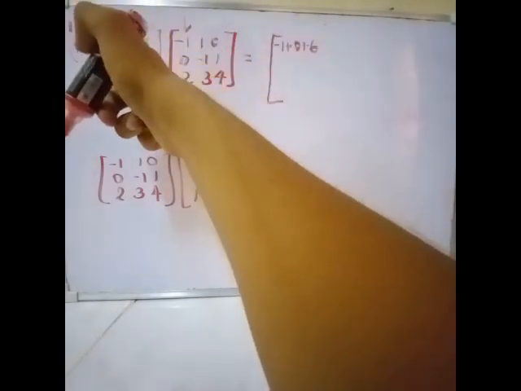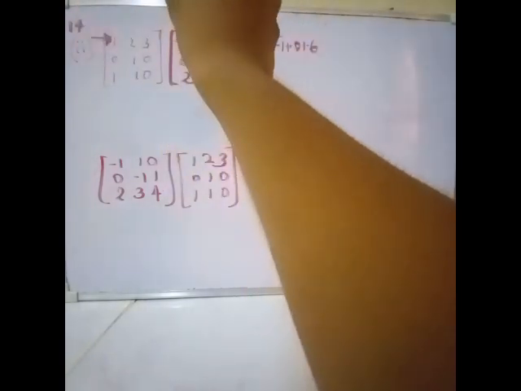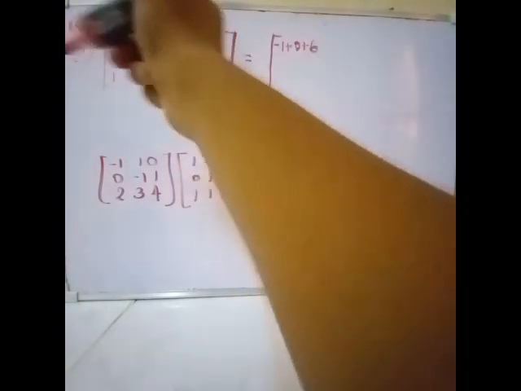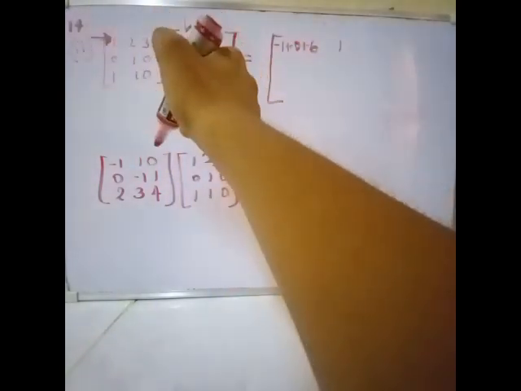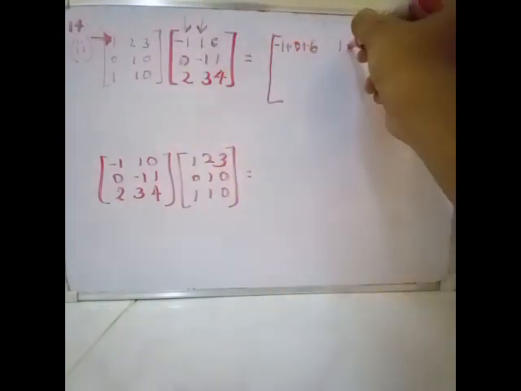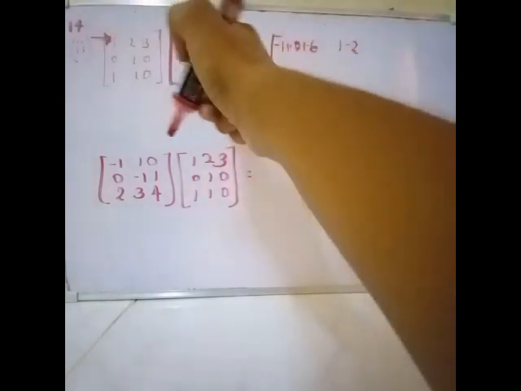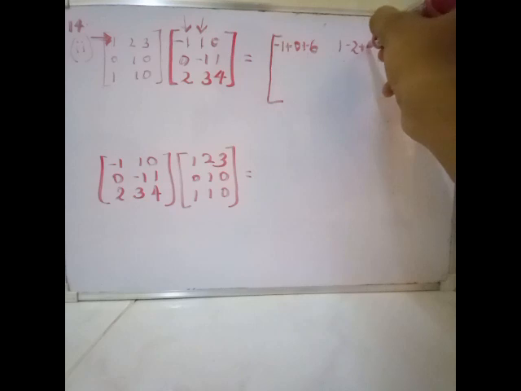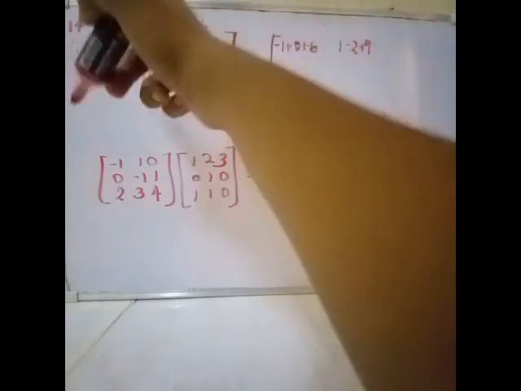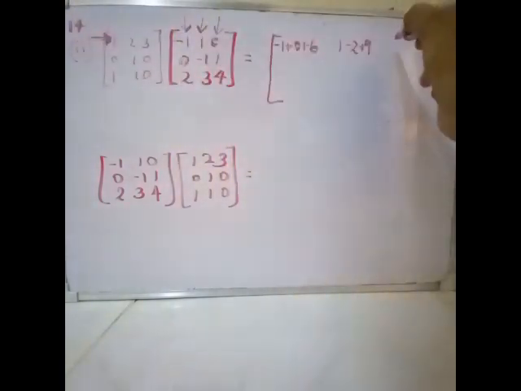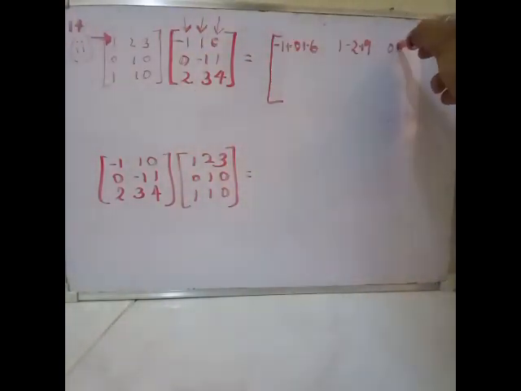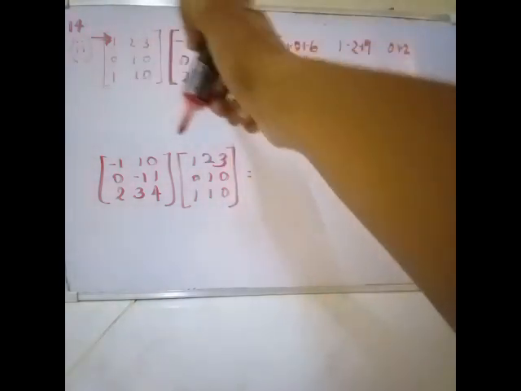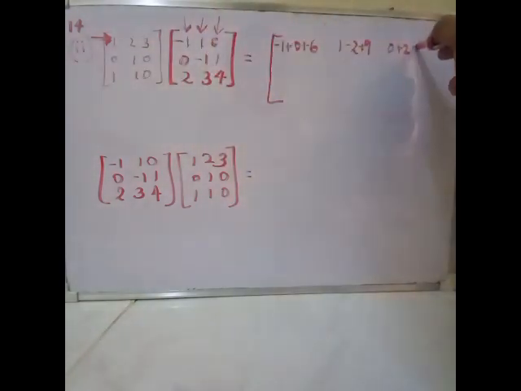Now the first row with the second column: 1 times 1 would be 1, and 2 times minus 1 would be minus 2, and 3 times 3 would be 9. Now first row with the third column, 1 times 0 would be 0, and 2 times 1 would be 2, and 3 times 4 would be 12.